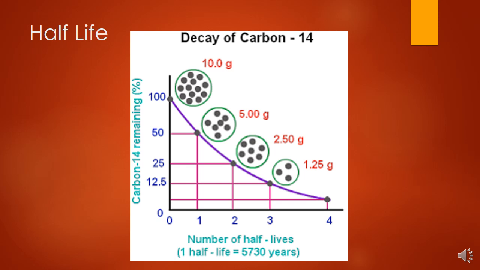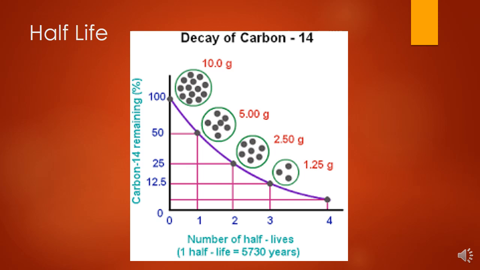Half-life. So real quickly, you should remember this from chemistry, but this is how long it takes for half of the element to be given off as radiation. So if some object has, well, here it's saying 1 half-life equals 5,730 years. So on the bottom, 1, 2, 3, 4 isn't years, that's half-lives.